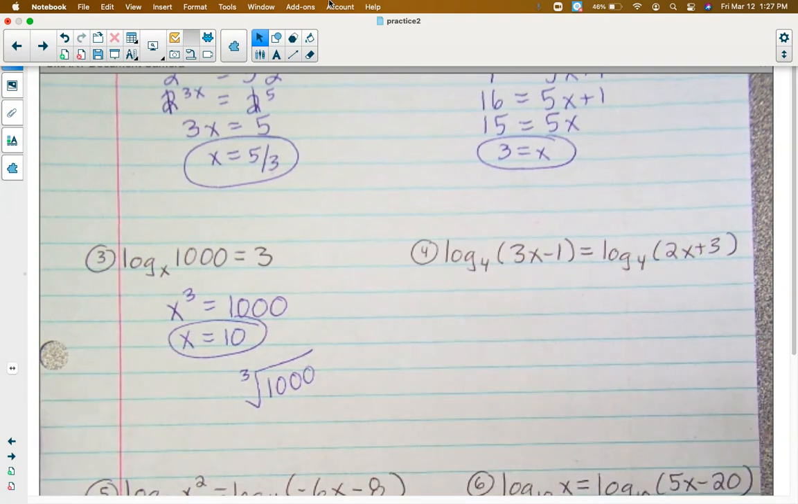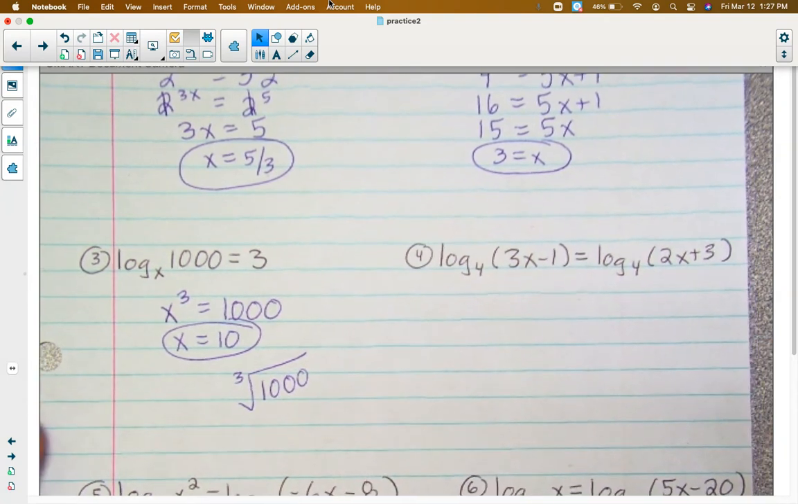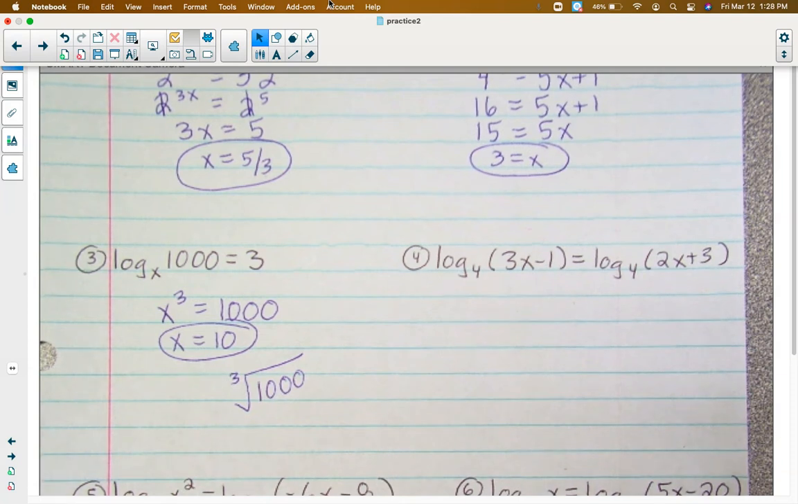10 is the answer. Now, in the first 3 that we've done, there's only been one log on one side of the equation. The rest of them that I'm going to show you are going to have a log on both sides of the equation.